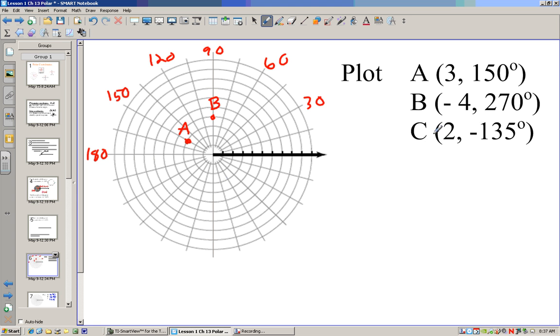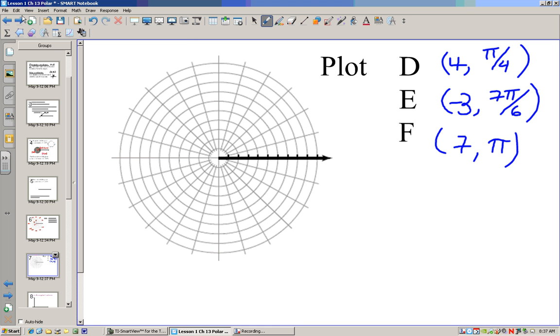C is (2, -135°). So negative 135, this is negative 30, negative 60, negative 90, negative 120. Negative 135 would be 15 over, which would be right there. So we're going to go 2 out in that direction and label that point C. Now take a second and try to plot these. Pause the video.